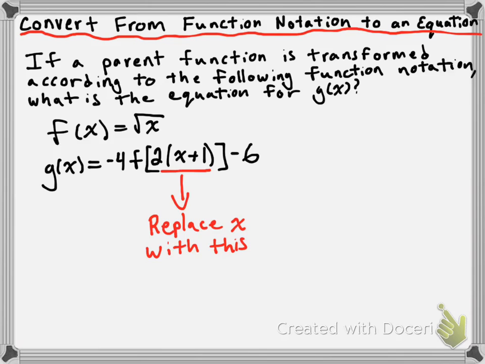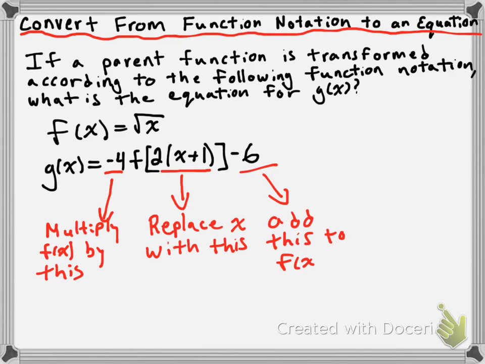Then I want to point out to you guys that up front we have that negative 4. We're going to be using that to multiply f by that. So we're going to be multiplying f of x by negative 4. And then lastly, we're going to be adding the negative 6 to the end of f of x. So we're doing three things really.